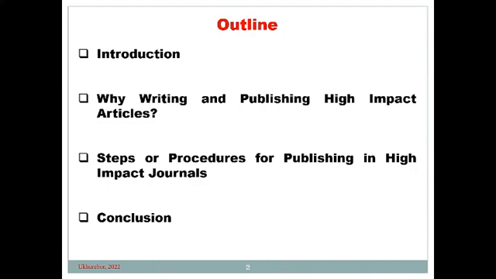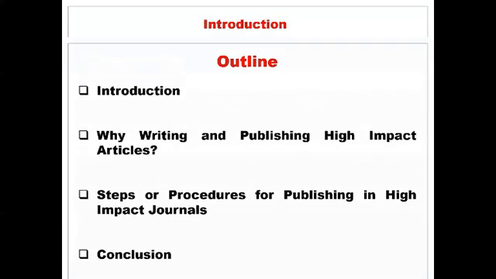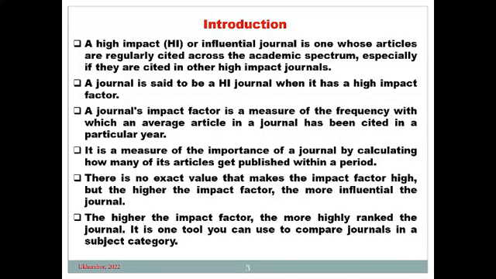Okay, that's fine. Let's look at the introduction aspect like a background. When we talk about high impact journal, what do we mean? We use the word influential. If you talk about high impact journal, we are talking about journals that are influential in a particular field. I said in my slide that high impact journals are ones whose articles are regularly cited across the academic spectrum, especially if they are cited by another high impact journal.